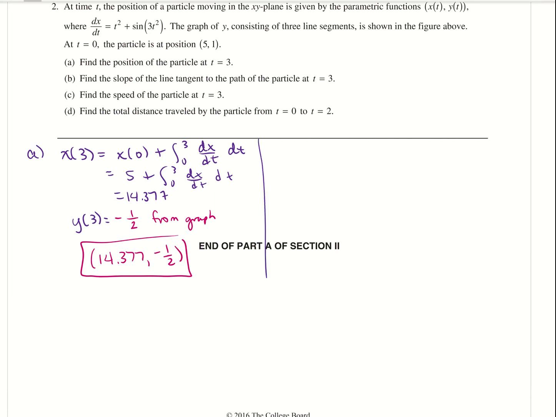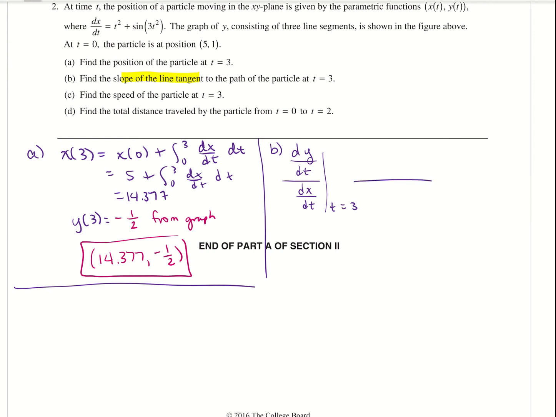All right, part B. I want to find the slope of the tangent line. Slope of a tangent line always means dy over dx. Well, we don't have that because we have everything in terms of t, not x. So we need dy over dt divided by dx over dt. And we want this specifically at t is equal to 3. So we're going to want to evaluate this at t is equal to 3.